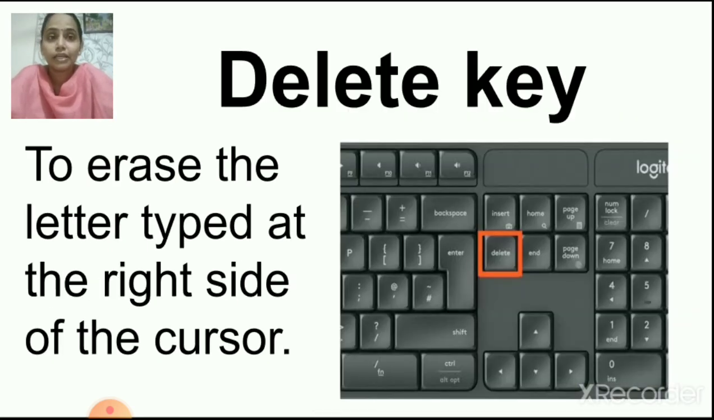And the delete key, to erase the letter typed at the right side of the cursor. See, this is your cursor. Whatever is at the right side of the cursor, you can delete it by using the delete key. When you press the delete key, it will automatically get erased. Cursor means that blinking line on the screen.